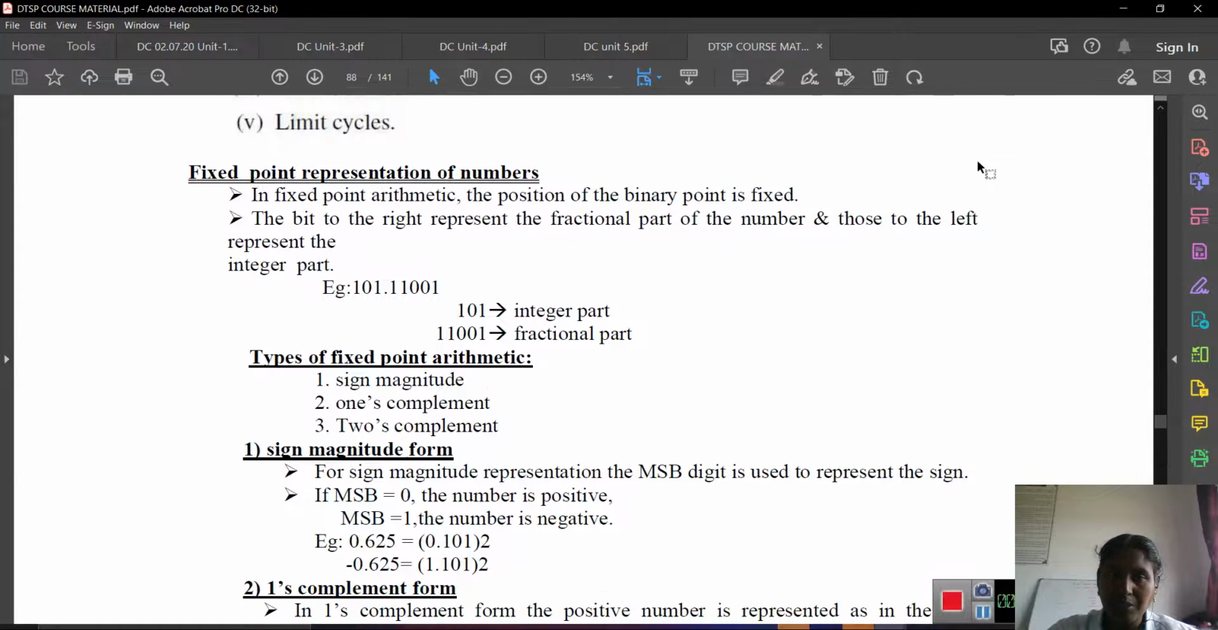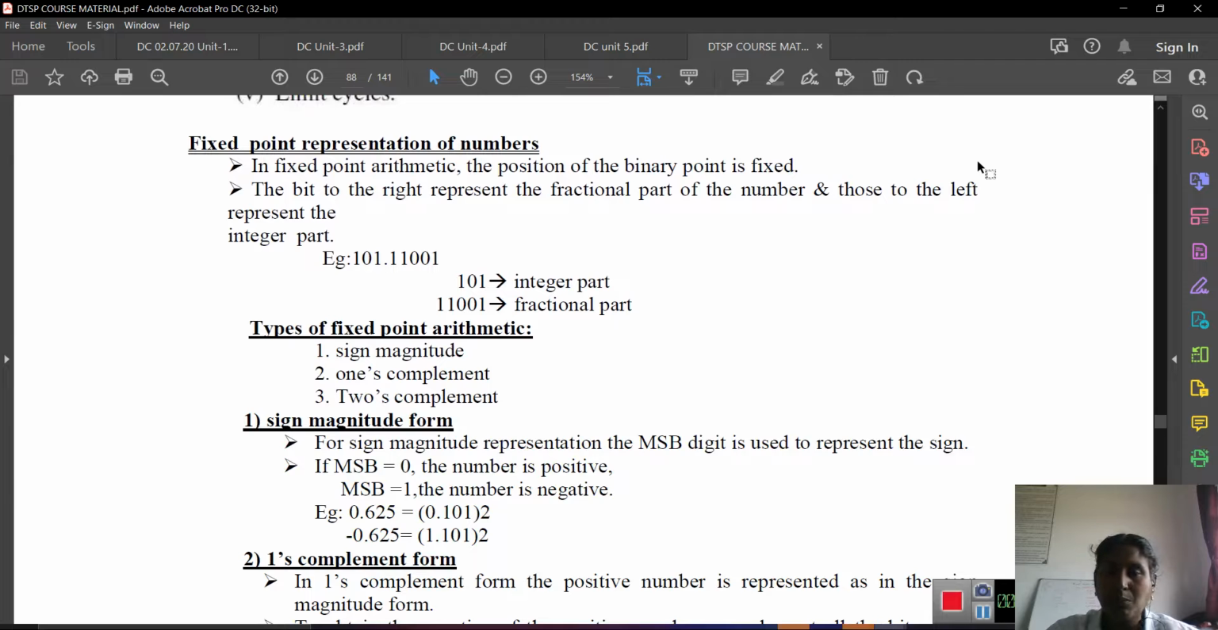Then, fixed point representation of numbers. In fixed point arithmetic, the position of the binary point is fixed. The bits to the right represent the fractional part of the number and those to the left represent the integer part. For example, 101.11001 means 101 is the integer part, and after the point is the fractional part, that is 11001.